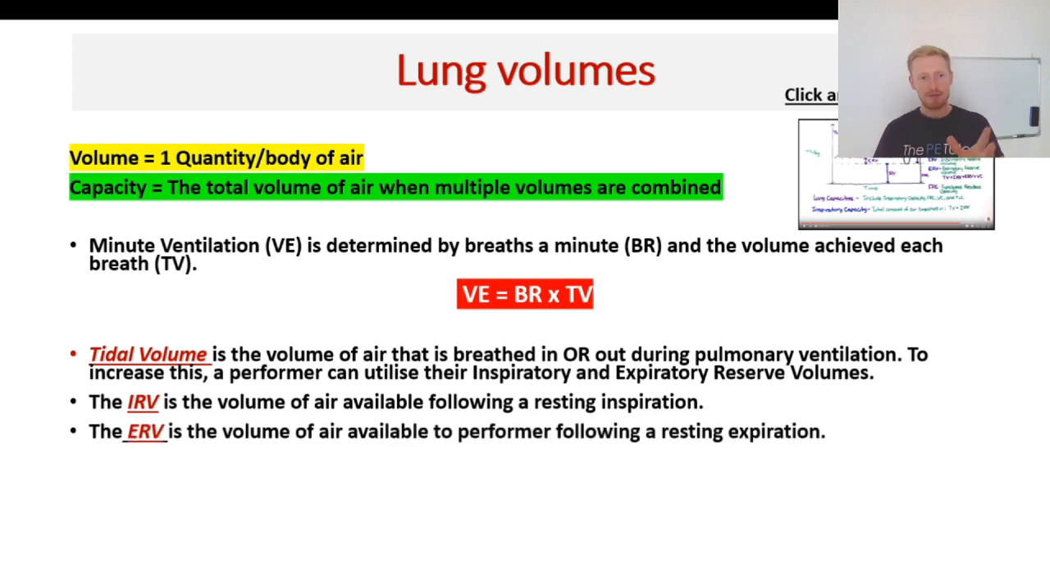And now what we have here is our IRV and our ERV. And like I just said, where the tide could go in or out, there must be space inside the lungs for this tidal volume to change into. So for example, if we are resting now and we breathe in a normal breath, breathe out a normal breath, beyond our normal breath in or our normal breath out, we have the capability to breathe more in or breathe more out.